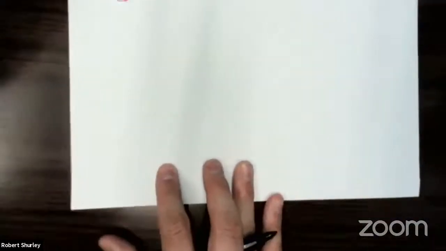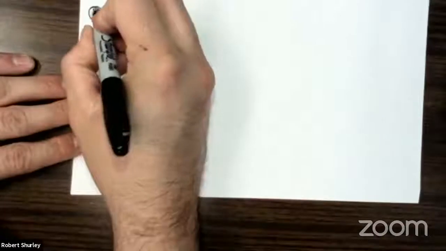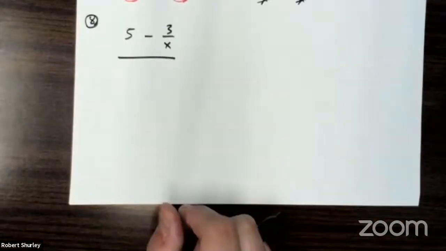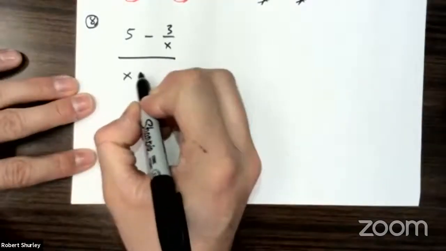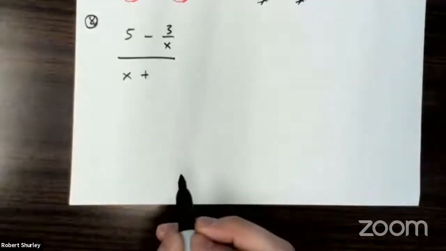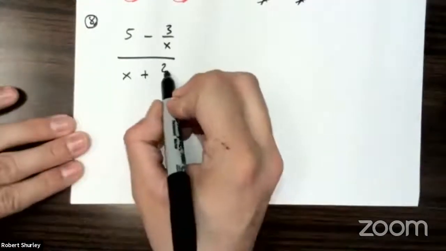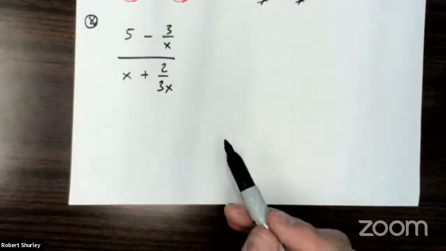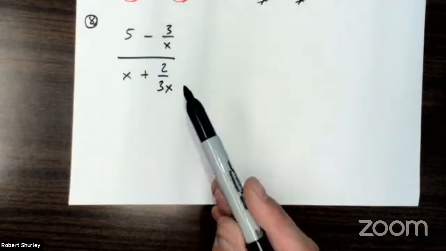Okay, so let's do another example. Let's do number 8 in your homework. I know I'm kind of all over the place. Let's do number 8. My hand looks huge now. 5 minus 3 over x, over x plus 2 over 3x. Okay, so 5 minus 3 over x, and then x plus 2 over 3x.